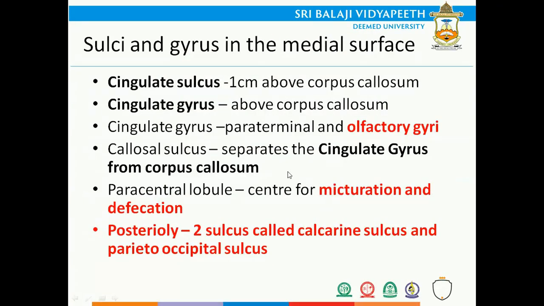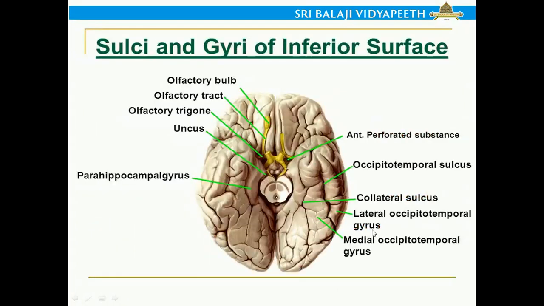So without the control of the paracentral lobule, you cannot urinate or pass stools. Posteriorly, there are two sulci called the calcarine sulcus and the parieto-occipital sulcus. The calcarine sulcus is present within the occipital lobe. So these are the sulci and gyri seen on the inferior surface.